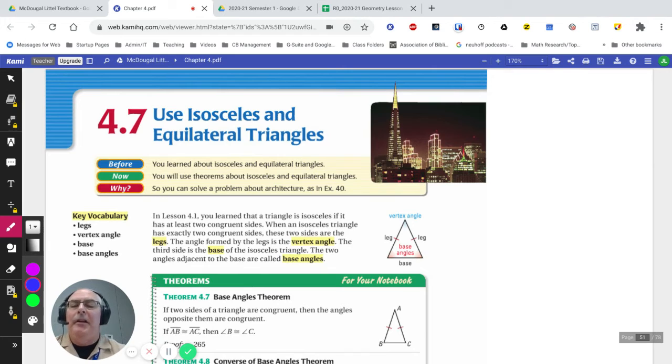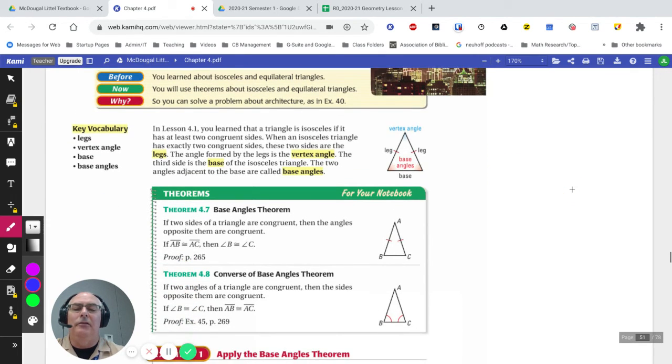If you remember back to the beginning of chapter 4, we talked about different types of triangles and being able to categorize or classify them by either their sides or their angles. What we're going to be doing here in lesson 4.7 is looking specifically at isosceles triangles and equilateral triangles. If you recall, an isosceles triangle has two sides that are going to be equal. We call those sides the legs, and the third side we call the base.